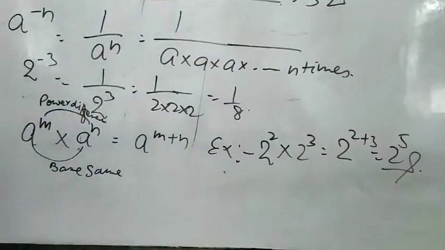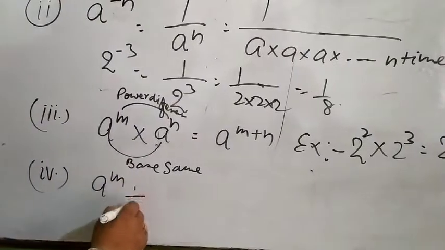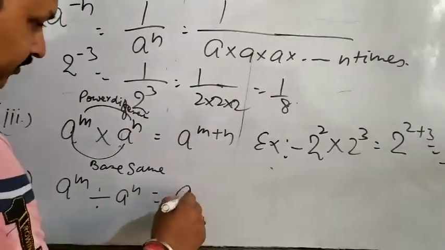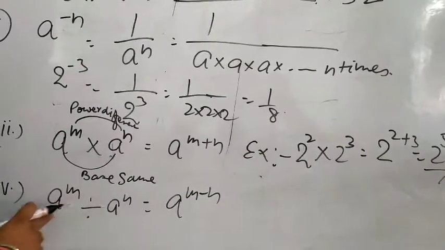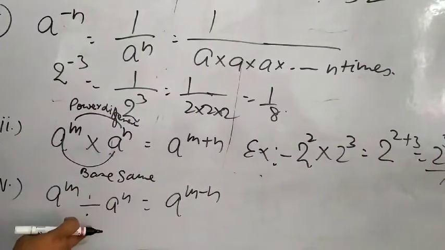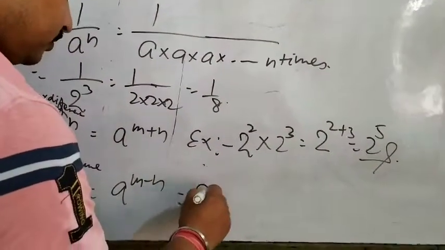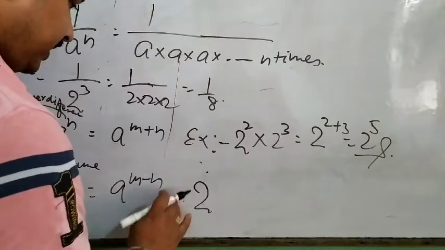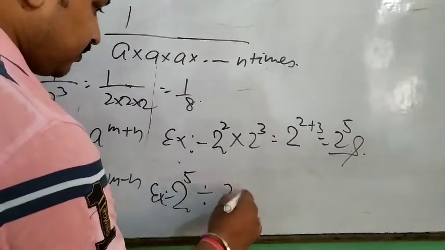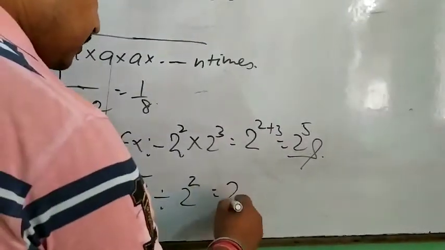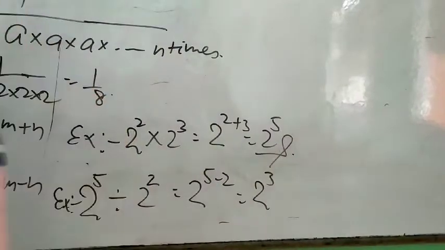That's your answer. In the fourth formula, a to the power m divided by a to the power n means a to the power m minus n. When the base is the same and the power is different in the division form, the powers should be subtracted. For example, 2 to the power 5 divided by 2 to the power 2 means 2 to the power 5 minus 2, that means 2 to the power 3.